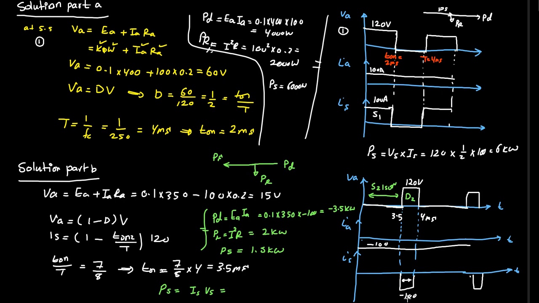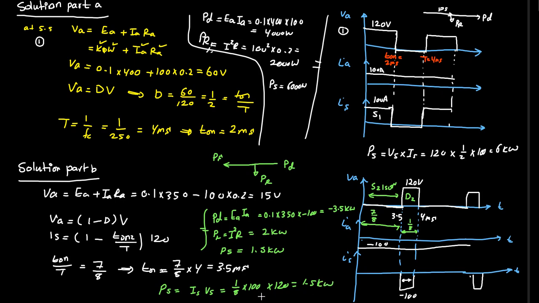Now I supply is the duty here, which is the 1 over 8. Remember that this one from here to here is 7 over 8 of the duty cycle. So this actually is 1 over 8 of the duty cycle. So if I need to calculate the average value, it will be 1 over 8 multiplied by 100 multiplied by 120, and this will be 1.5 kilowatt.